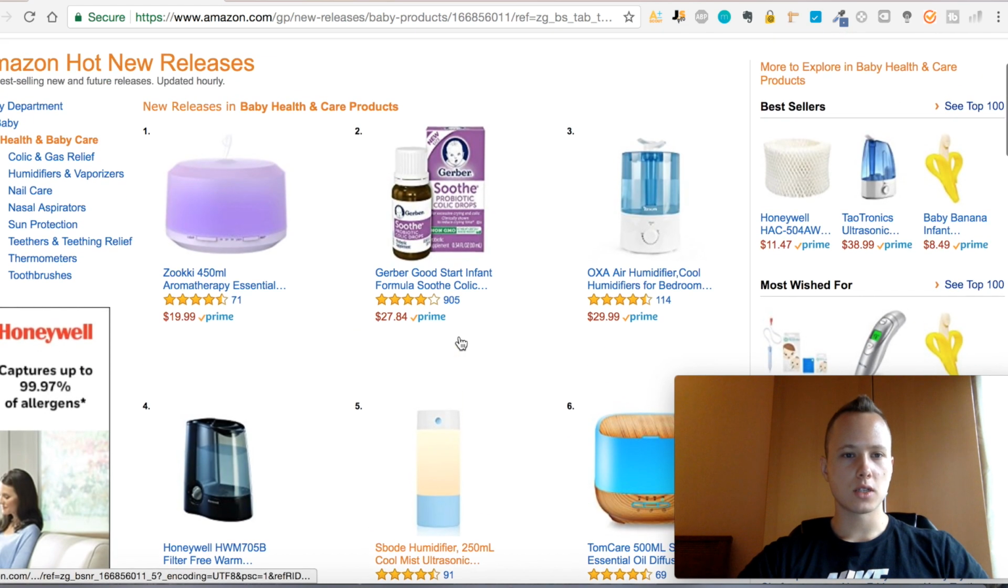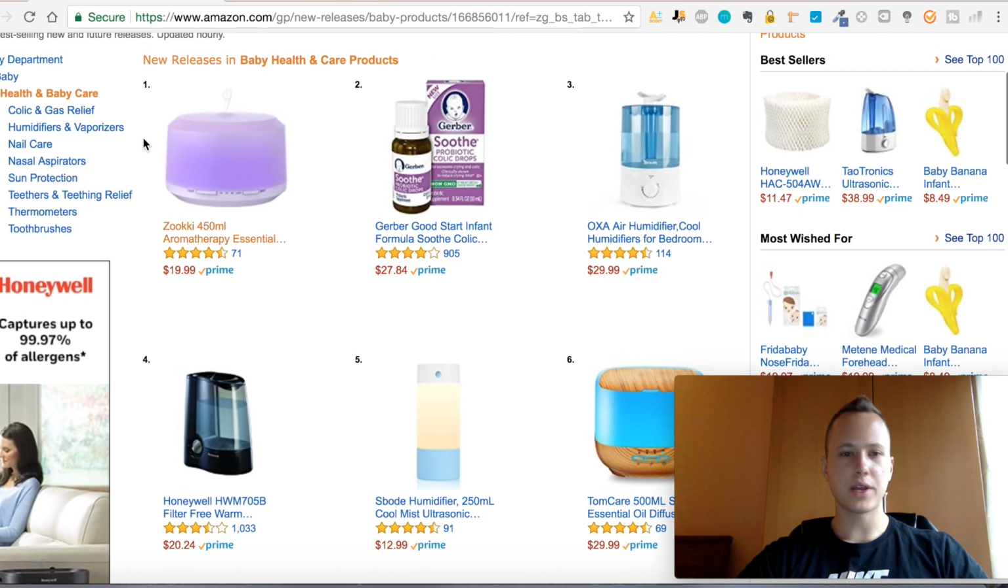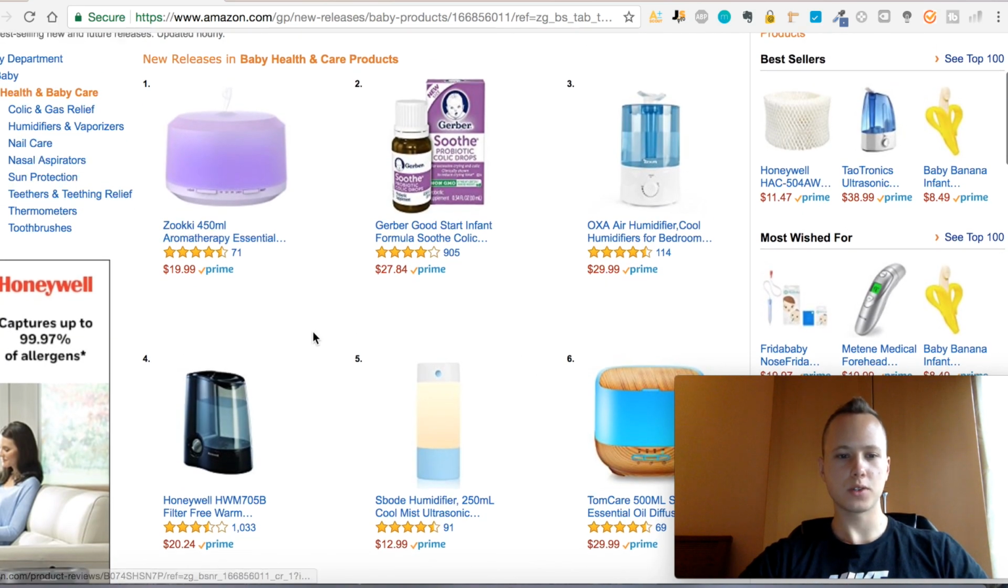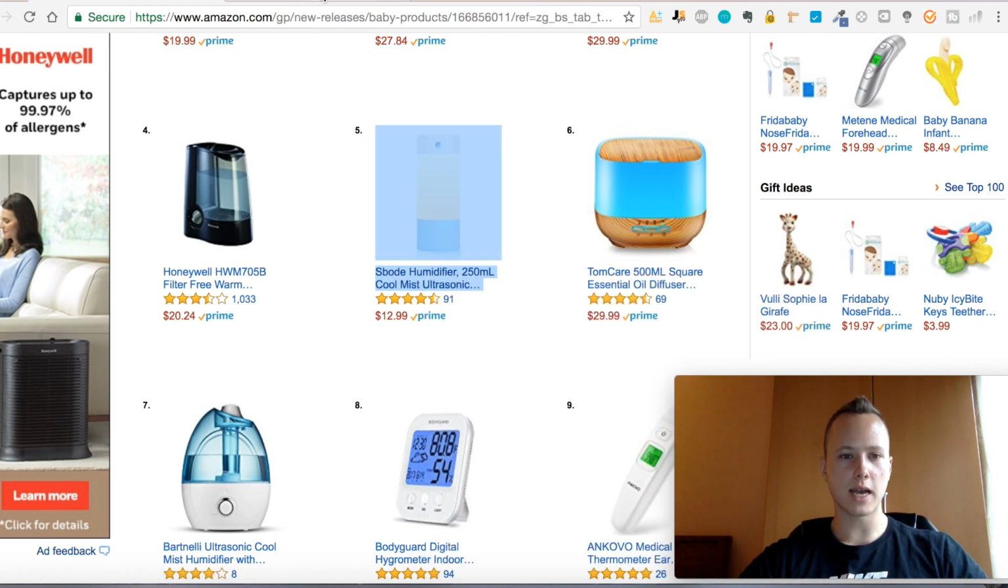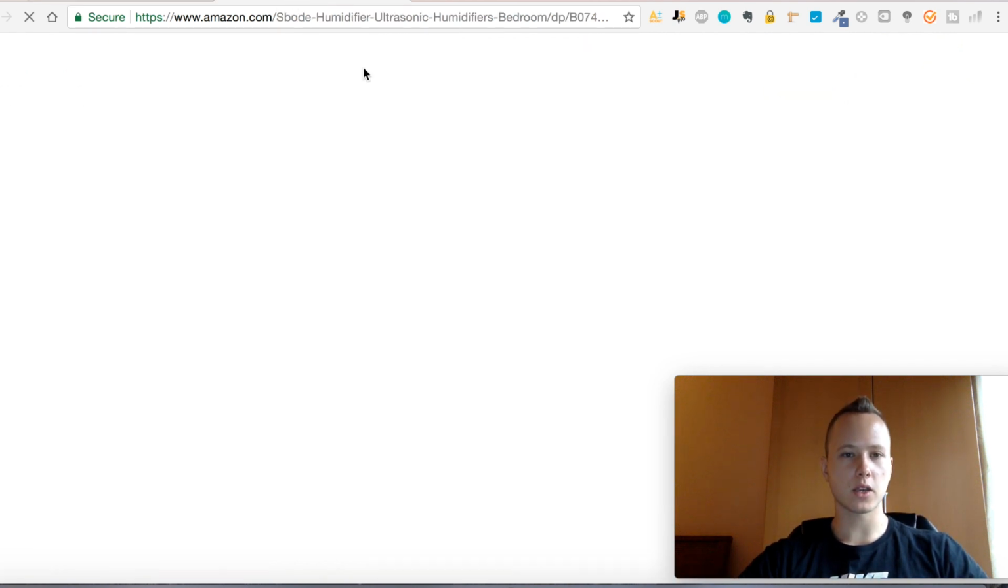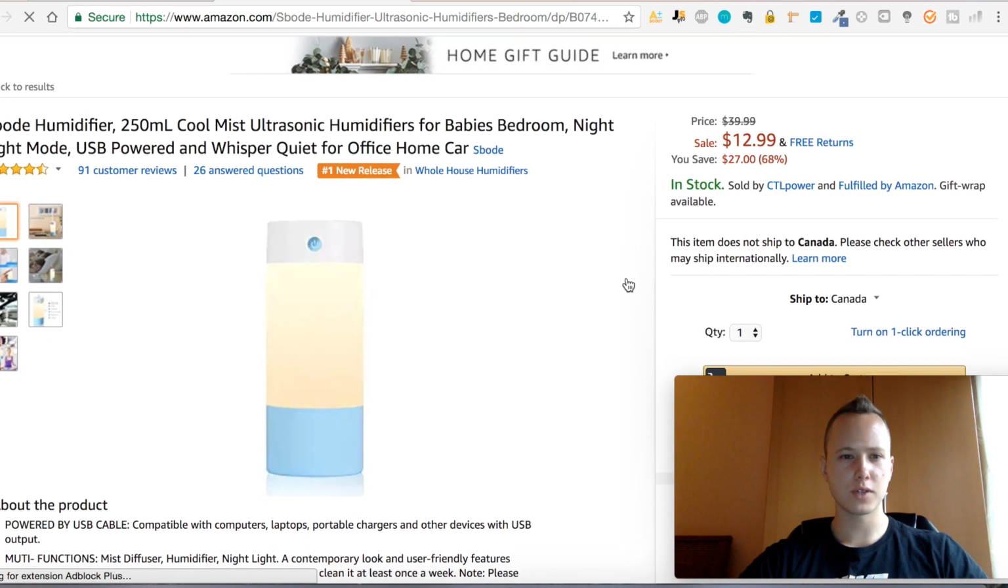So let's get started. Right now we're in the new releases in baby healthcare and products. If we browse, and by the way, you can go into a subcategory as well, that works too. Right here, this S-Boat humidifier, and I don't know if S-Boat is an actual brand. Honeywell is clearly a brand. You're not going to try to compete with Honeywell, because everybody knows what Honeywell is. It's a huge, massive brand, and I think they also make aircraft things too.